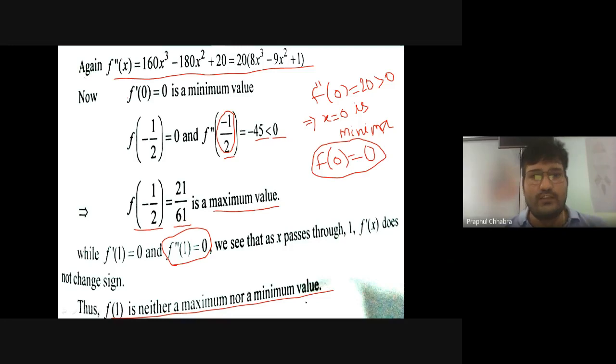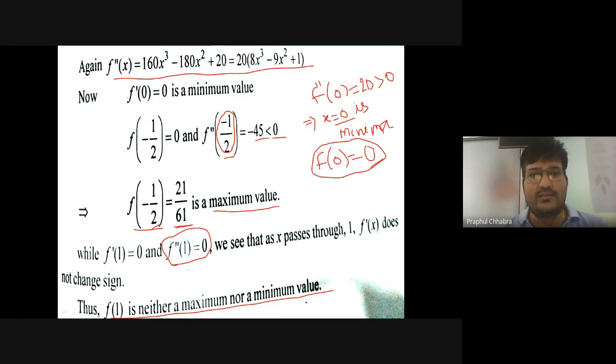So for the given function, 0 will be the minimum value of the function. x is equal to 0 is the minima, and 21/61 will be the maximum value of the function, and x is equal to -1/2 will be the maxima. And x is equal to 1 will be neither maxima nor minima, as at x is equal to 1, the second order derivative is 0. So we cannot conclude anything.